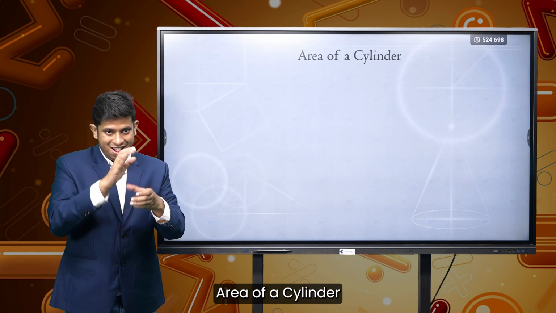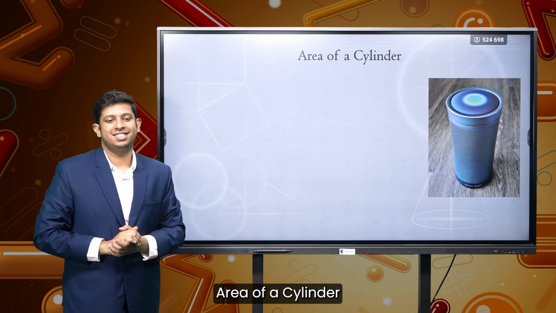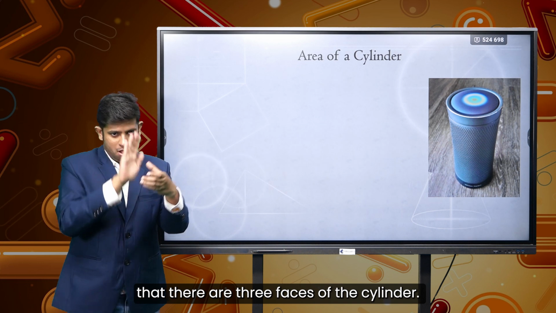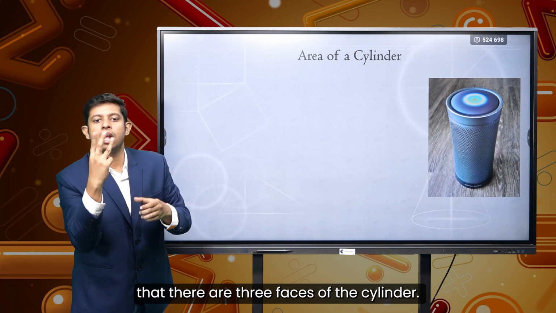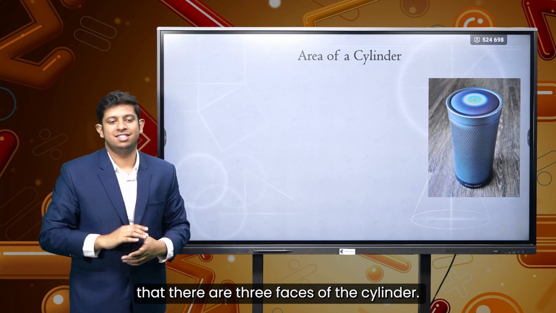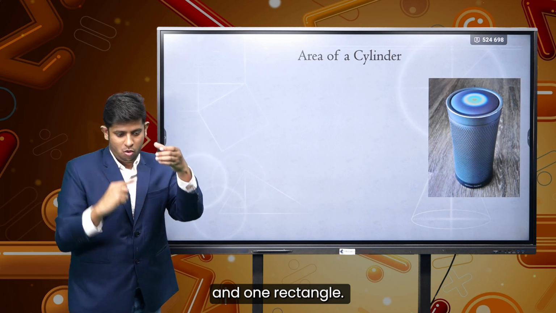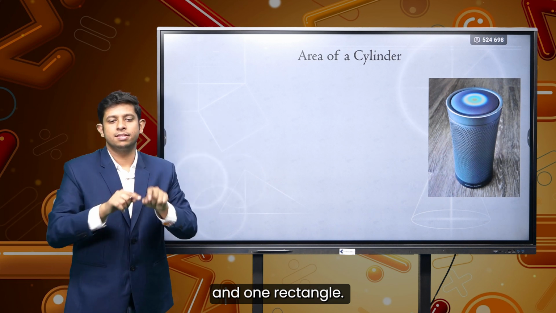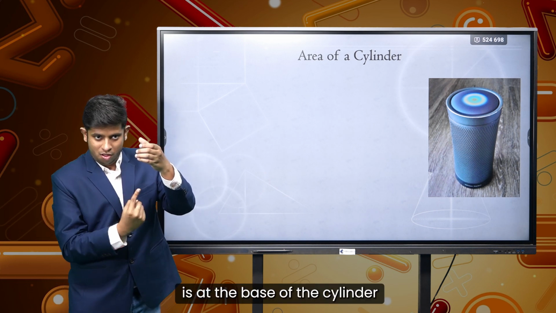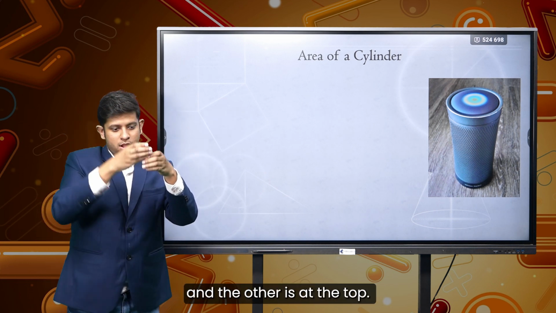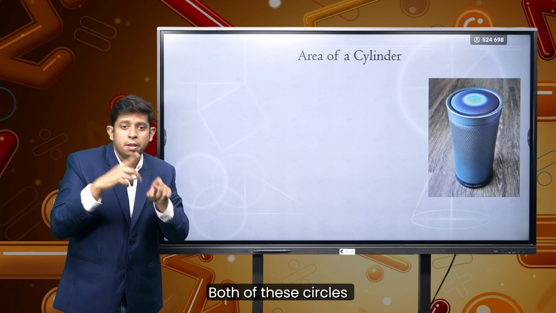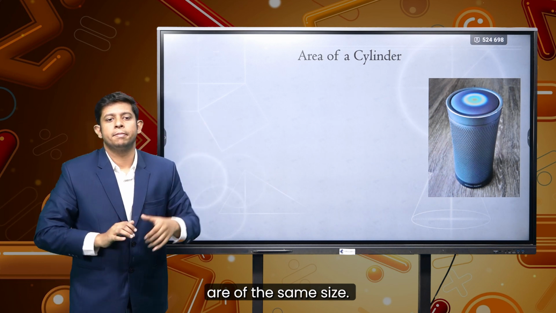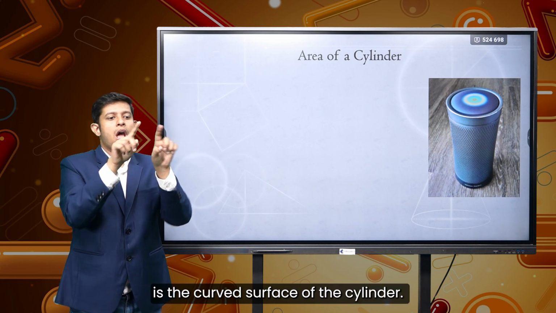Area of a cylinder. Now, if we look at the figure carefully, we see that there are three faces of the cylinder: two circles and one rectangle. One circle is at the base of the cylinder and the other is at the top. Both of the circles are of the same size. A rectangular face is the curved surface of the cylinder.